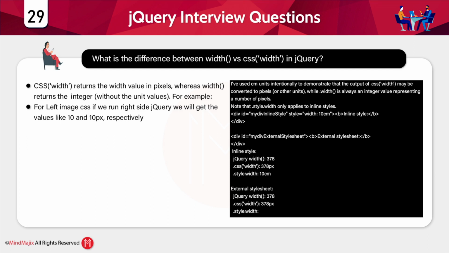So for our left side image CSS, if we run the right side jQuery, we will get values like 20 and 20 pixels. If you run the dot width function, it will give you 20 without pixels. And if you run the CSS width function, it will give you 20 pixels. So this is the basic difference between both the functions.